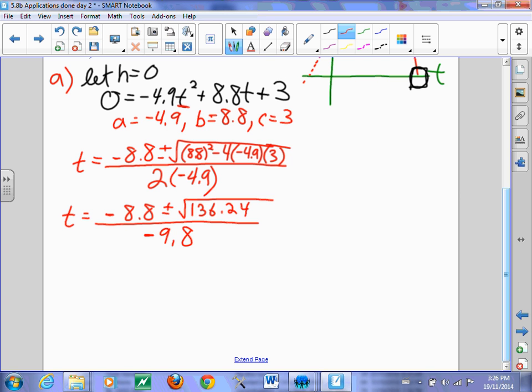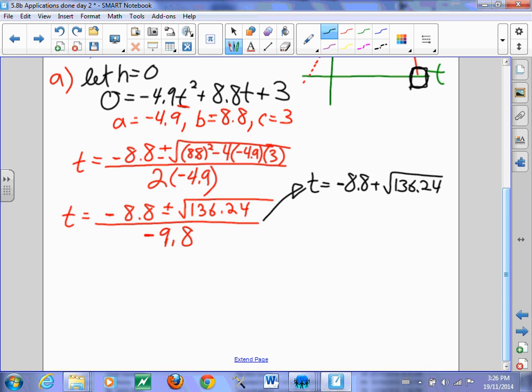If you take physics in grade 11, 12, or in university, they're going to talk about a factor called the acceleration due to gravity, and it's 9.8 meters per second squared. So that's where that's coming from. I want you to recognize that because that will come up in physics. All right, so now that we've got it simplified, we're going to break it into its two cases. So t is either going to equal negative 8.8 plus the square root.